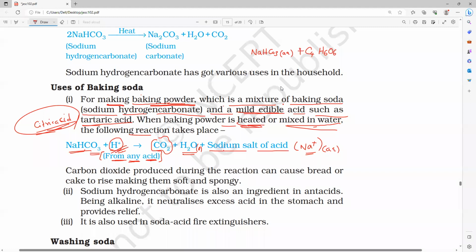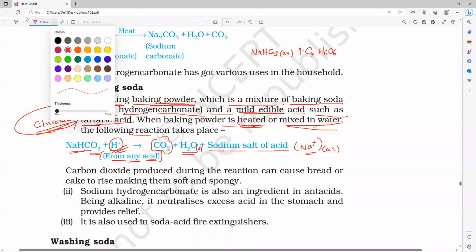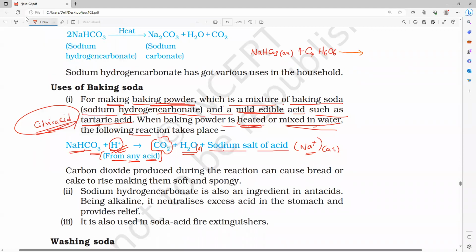Everybody, acids will give us what ions? H+ ions. Understand? Tartaric acid. So what are the products expected? Carbon dioxide plus water plus, what is the salt they mentioned here? Sodium salt of acid.